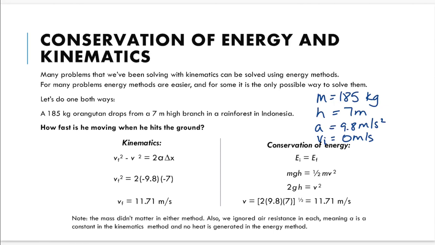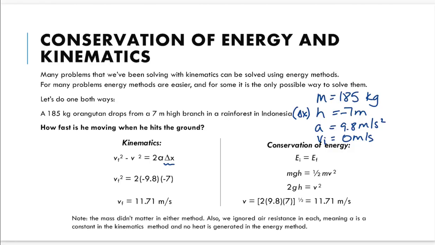In this case, the delta x is h, so we can think of it as delta x as well, or h. And remember that he's dropping, so it's going to be a negative. Okay, so we're just going to fill the values in for v and a and delta x or h, and that on the kinematics gets us 11.71 meters per second.